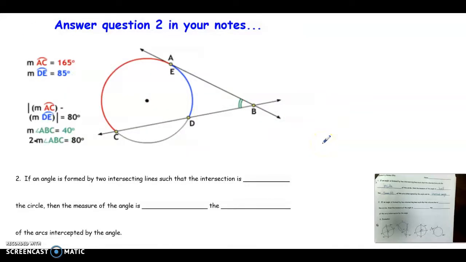Let's look at number 2. Number 2 says if an angle is formed by two intersecting lines such that the intersection is where? Well, now the intersection of these two lines is point B, and point B is outside the circle. We learned that the relationship is the measure of the angle is half the difference of the two arcs. So you can follow the sides of this angle, and here it just intercepts at point A, but here it intercepts at points D and C. So we're talking about A to C is one arc, and A to D is another arc. So this angle is half the difference, which means to subtract.